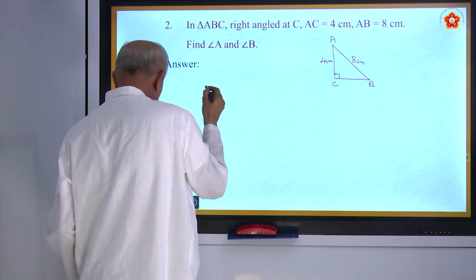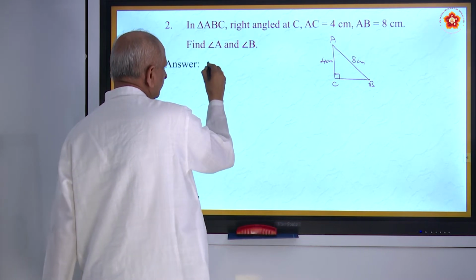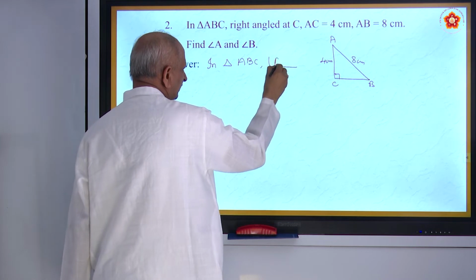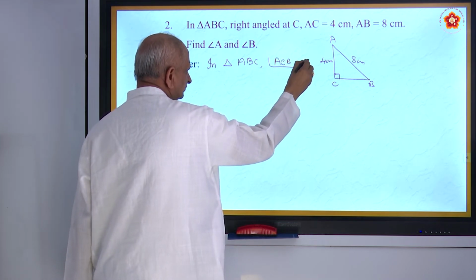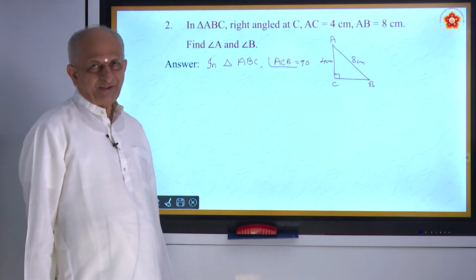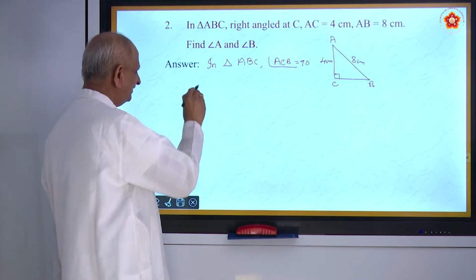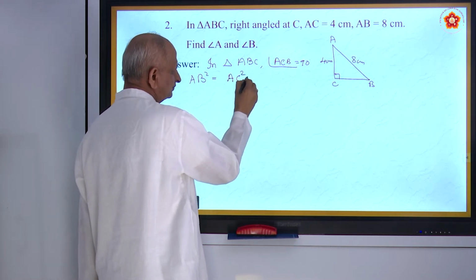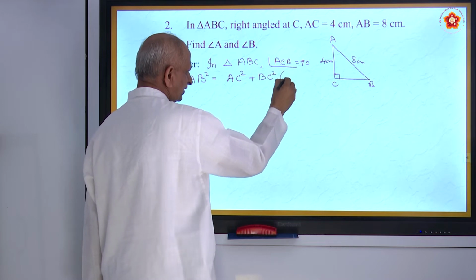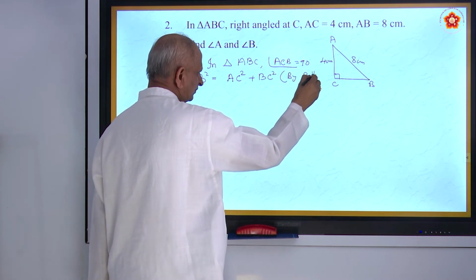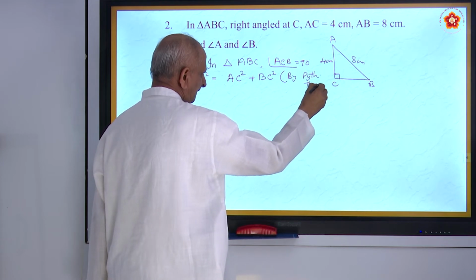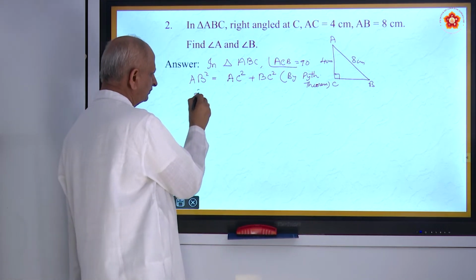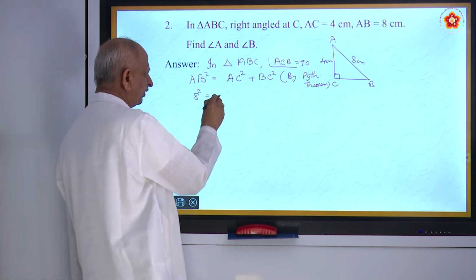We have to take a in triangle ABC, angle ACB is 90 degrees. So we can use Pythagoras theorem, no? Yes. Come on, apply it. We get AB square is equal to AC square plus BC square. That is Pythagoras theorem. And come on, put the values. AB square is 8 square. What is AC? AC is 4.